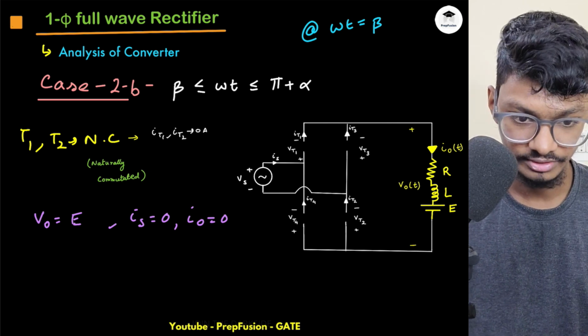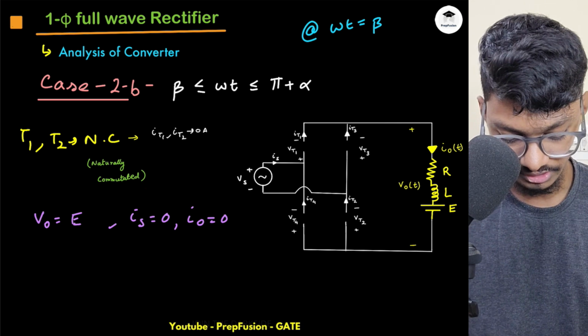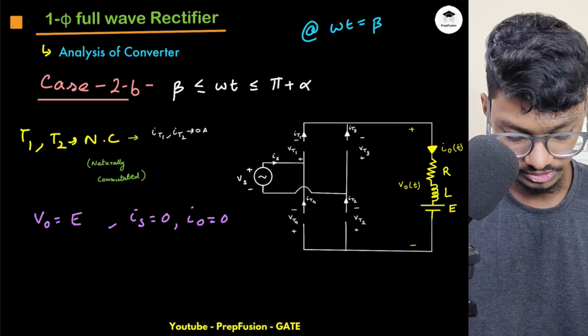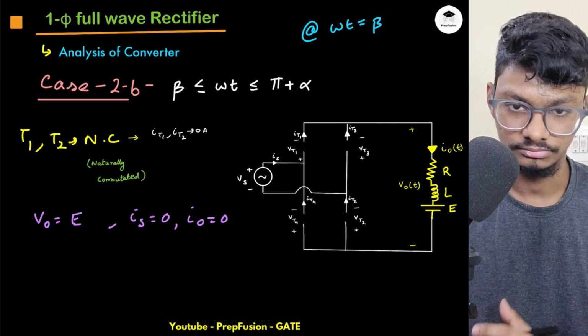So this will be E simply, and your input current, the source current, will be 0, and the output current, the load current, will also be 0, and there will not be any power flow. Everything will just stop.